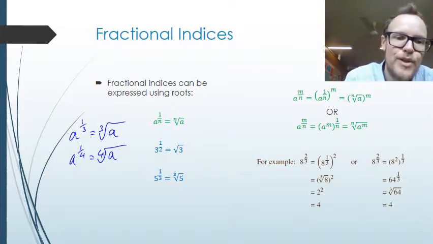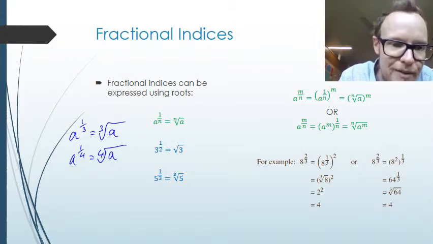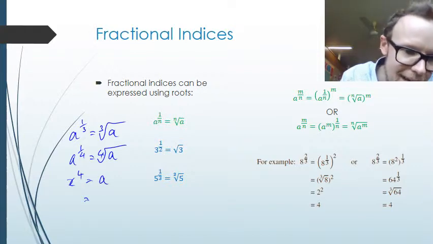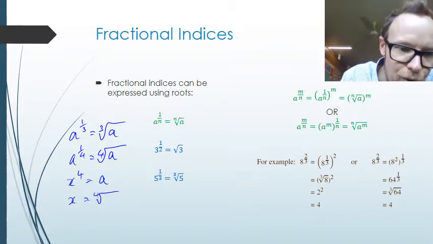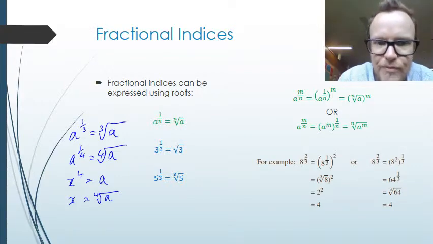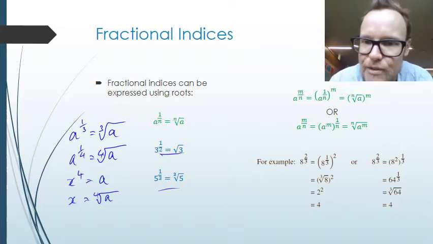And remember what the definition of this is. This means that if I've got some value x and I put it to the power of 4, that is going to be equal to a, then x is going to be equal to the fourth root of a. So you can see a couple more examples here of that.